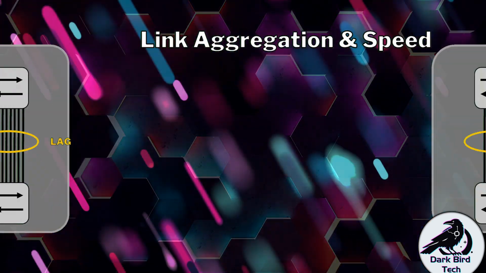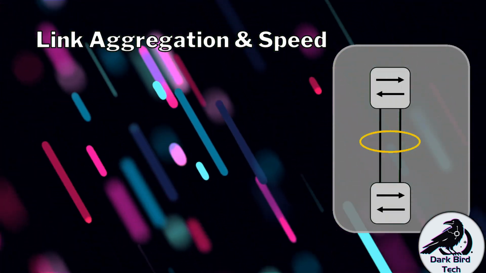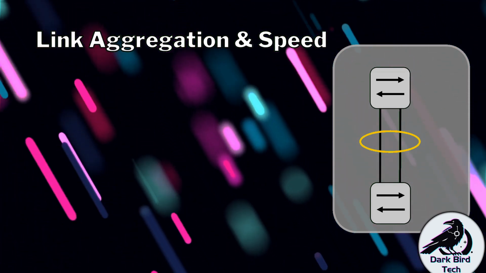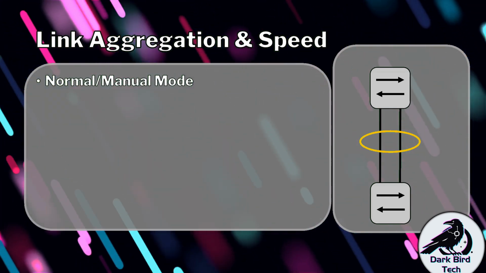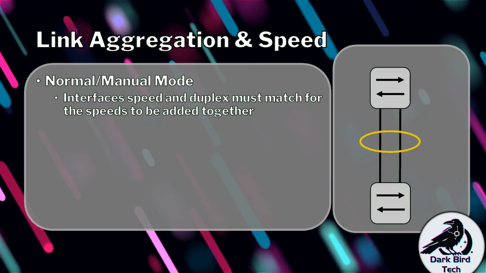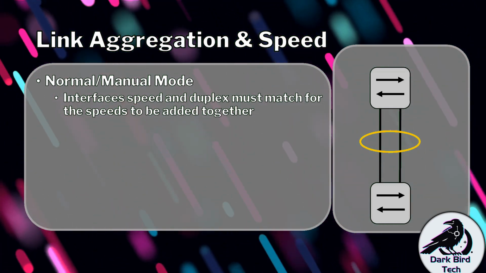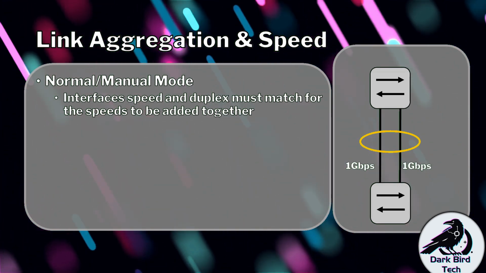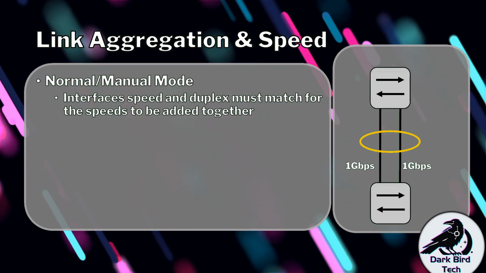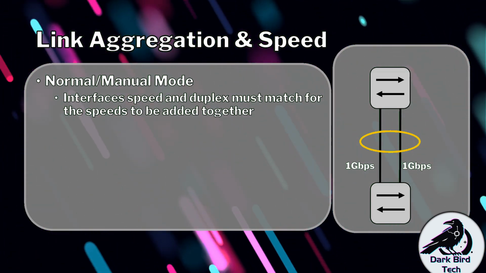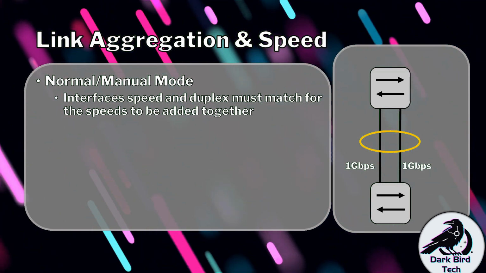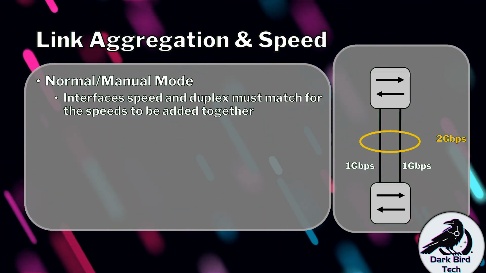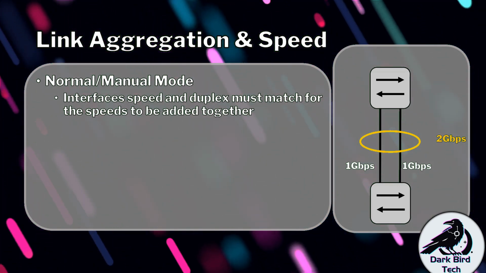Now, as I've been mentioning, link aggregation does affect speed. We are going to be having these interfaces working together. Now, there are 2 main modes of operation. The first one is referred to as normal or manual mode. And what happens here is the interface speeds and duplexes will have to match so that they can be added together. So if these 2 interfaces are both 1 gigabit per second and we're running this link aggregation group in its normal or manual mode, whichever term the vendor prefers using, we would see an overall bandwidth of this aggregated interface at about 2 gigabits per second, which is pretty cool. I'm now going to have 2 gigabits per second worth of throughput here instead of just 1.